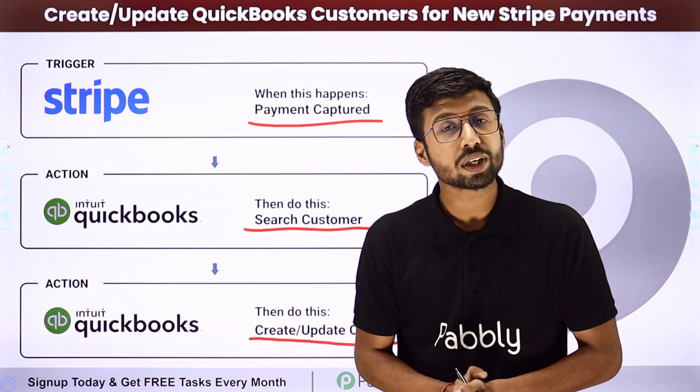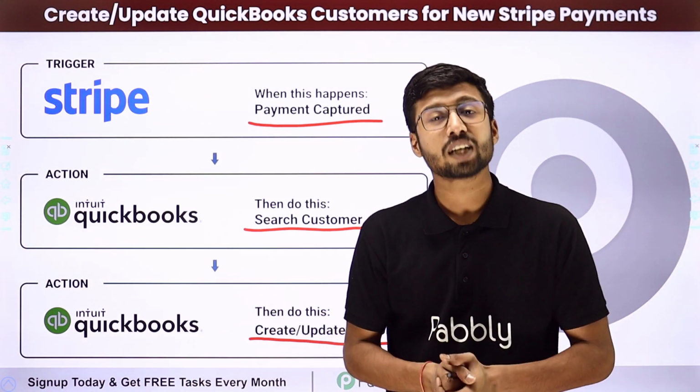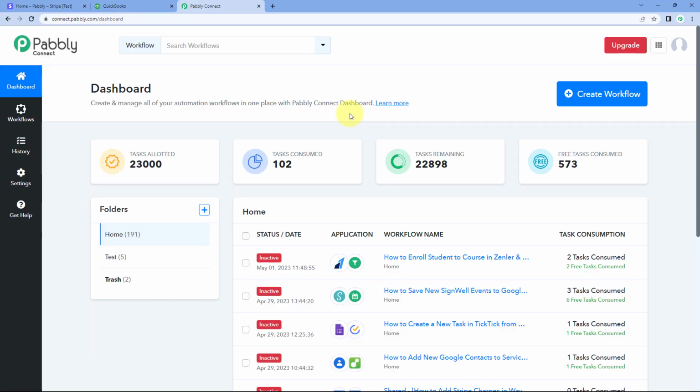If you want to know how you can set up this automation, you just have to come with me to my screen. So as you can see, here we are on Pabbly Connect's dashboard. To reach this dashboard, you will get a free sign-up link of Pabbly Connect in the description box below. By clicking on that link, you can create your free Pabbly Connect account in just 2 minutes.